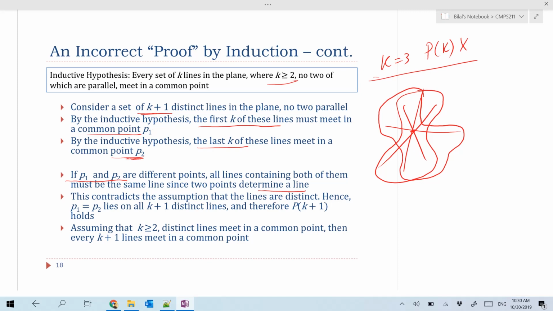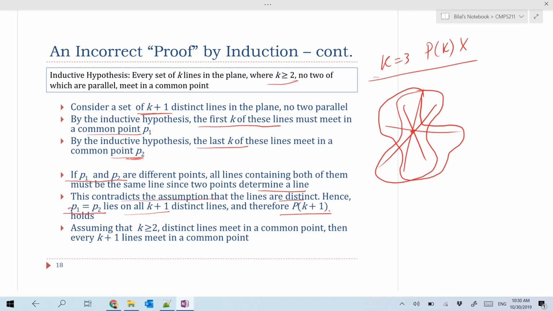So if P1 and P2 are different, then all the lines will collapse. And this contradicts the assumption that the lines are distinct. So if the lines are distinct, then P1 and P2 must be the same, since they lie on all the k plus 1 distinct lines. And this means that the property must hold for k plus 1. Okay?